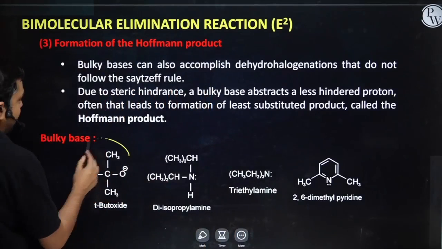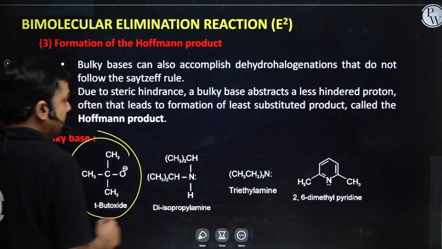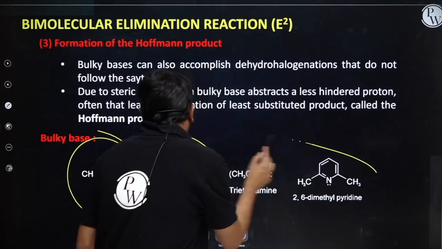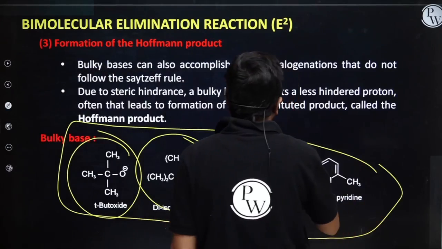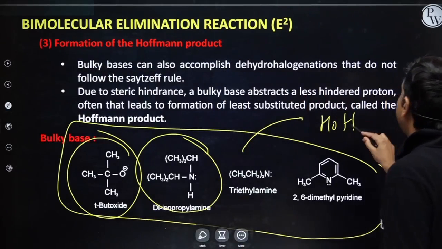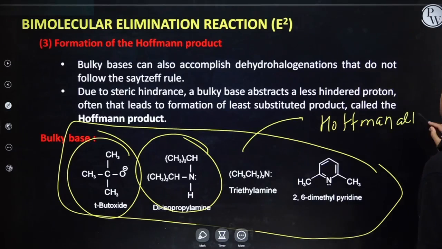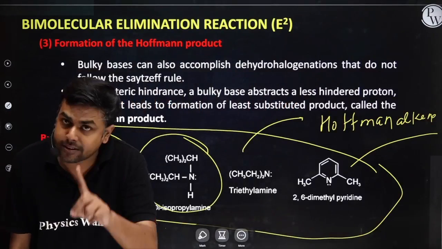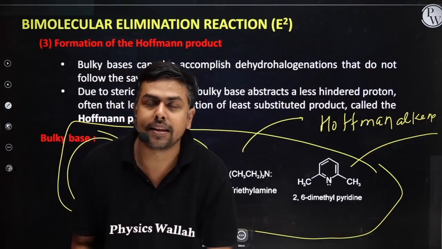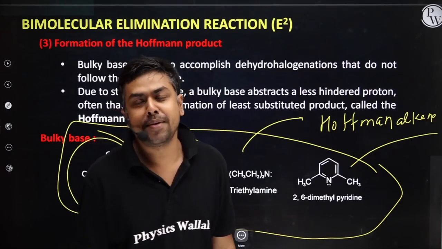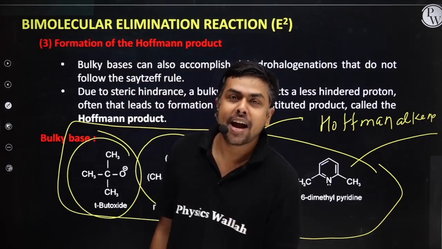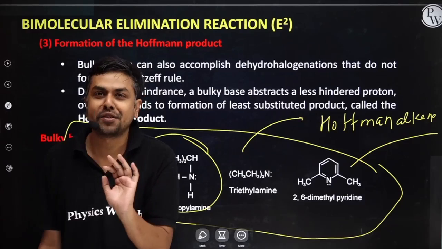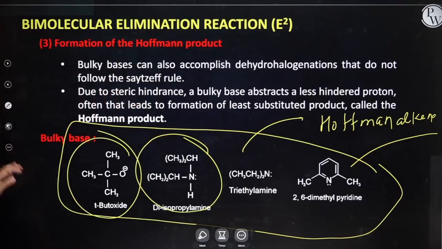If I am having a base like tert-butoxide ion, diisopropylamine, triethylamine, all these bases will always lead to the formation of Hofmann alkene. Am I clear? If the base is bulky, even if it's a stronger base, it will always form Hofmann alkene. Always remove beta hydrogen from the carbon which is less substituted. Am I clear, student? Let's move ahead.